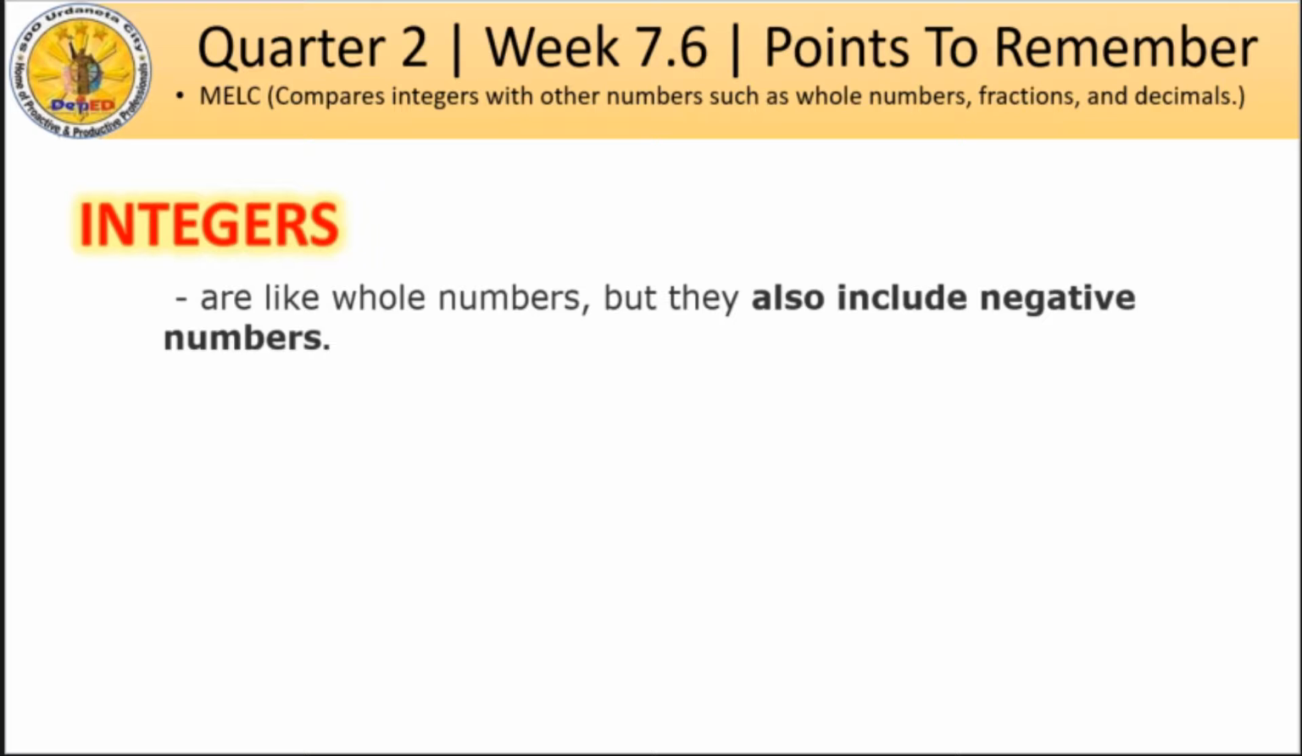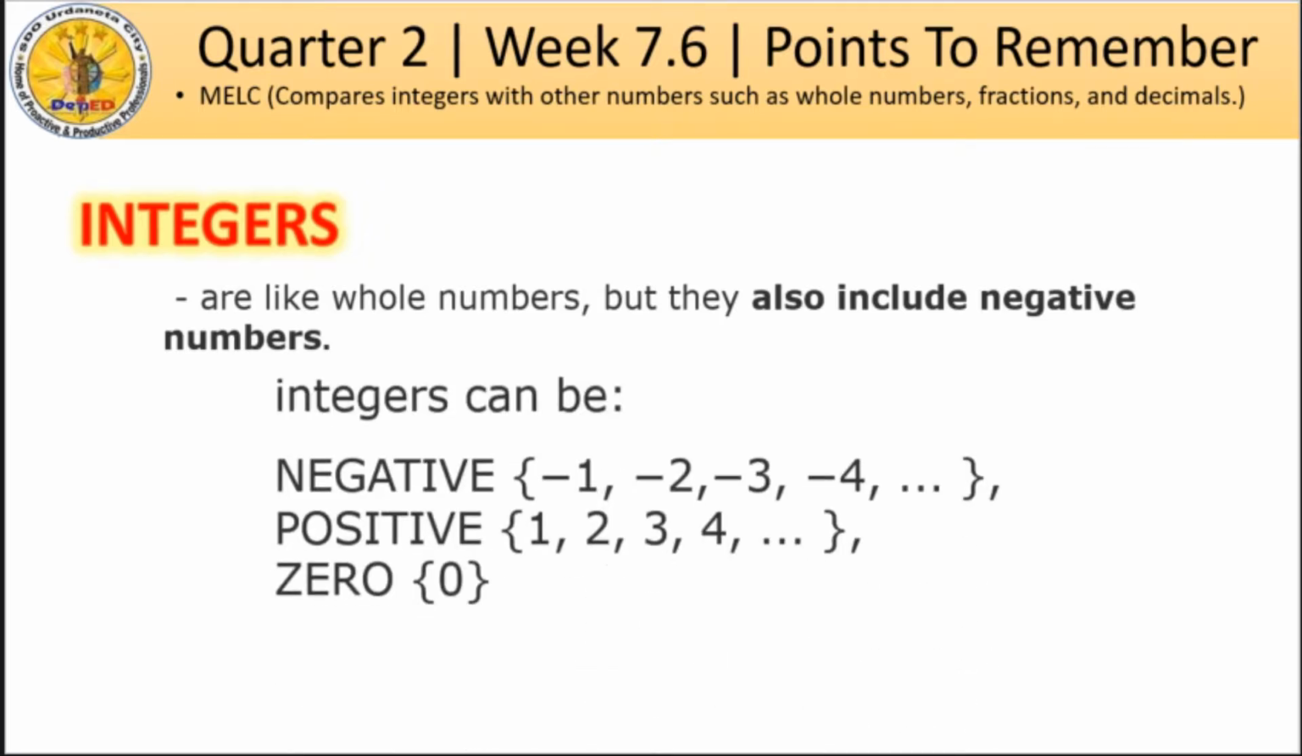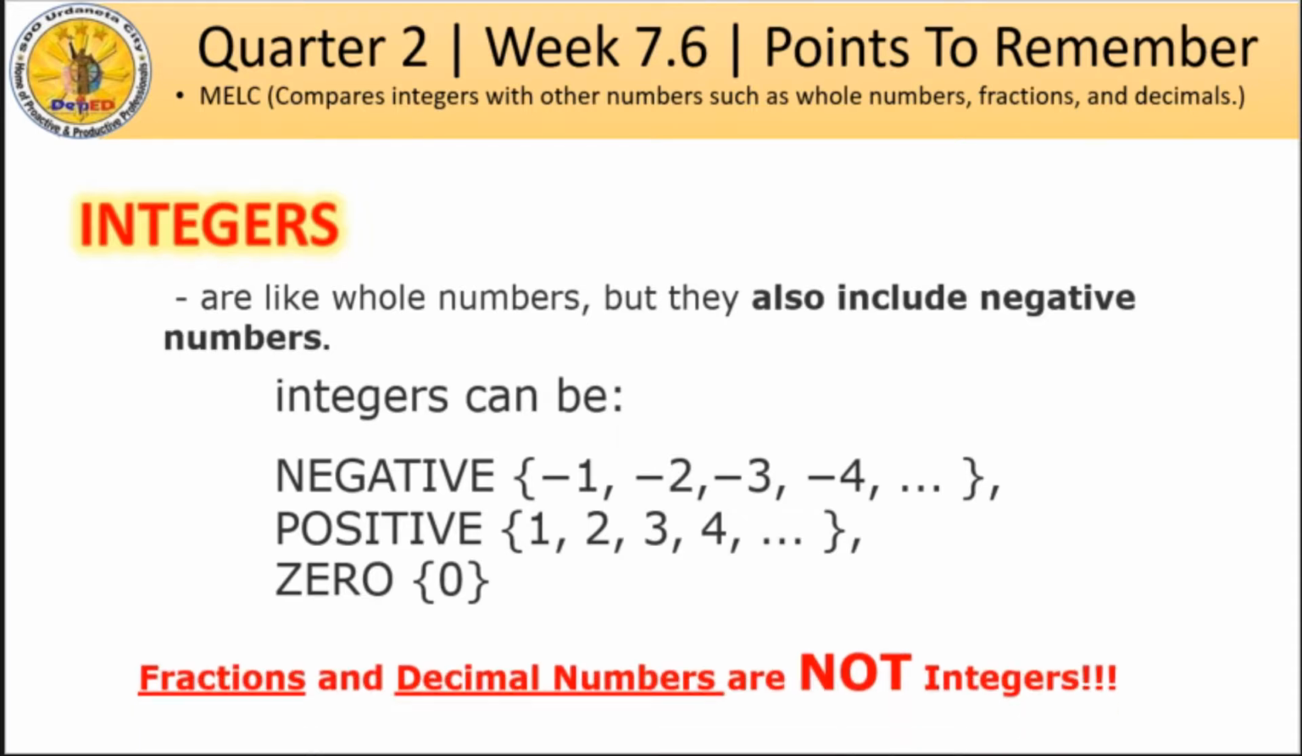In this review, let us define what is integers. Integers are like whole numbers, or numbers that start with 0, but they also include negative numbers. So integers can be negative numbers, positive numbers, and 0. Remember, fractions and decimal numbers are not integers.